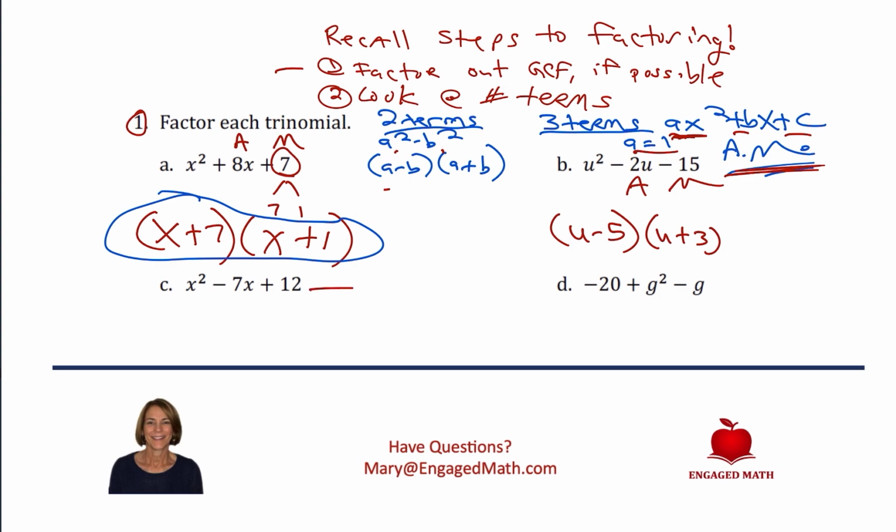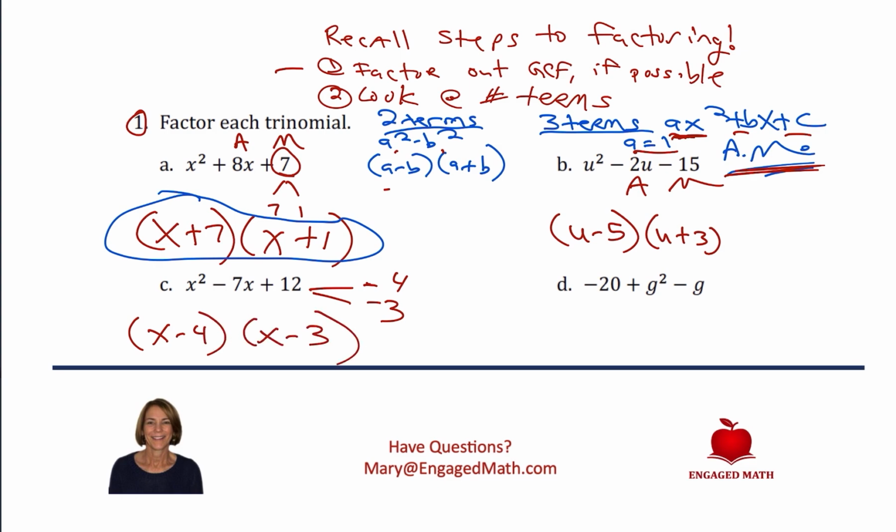Okay, the next one, same thing. We are adding to negative 7, multiplying to 12. This time, both numbers have to be negative to multiply to a positive 12 and add to negative 7. And we simply have x minus 4 and x minus 3.